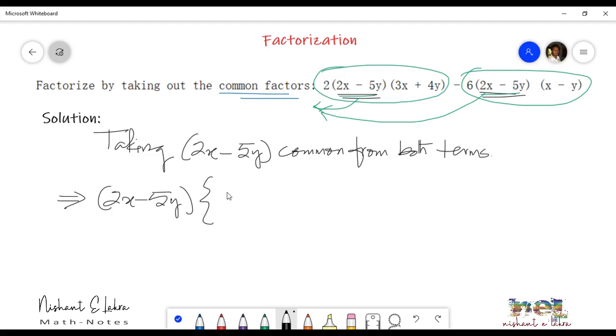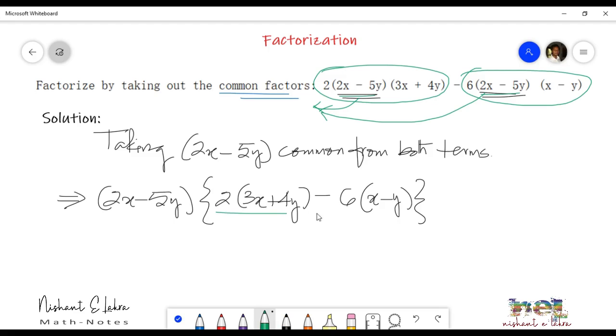Now the first term, 2x minus 5y into, right, so we have separated it: 2 into 3x plus 4y, minus the second term, which would be 6 into x minus y in brackets. Now if you see it carefully, 2x minus 5y is the value which is common between both the terms and we have separated it, because that is the common value.